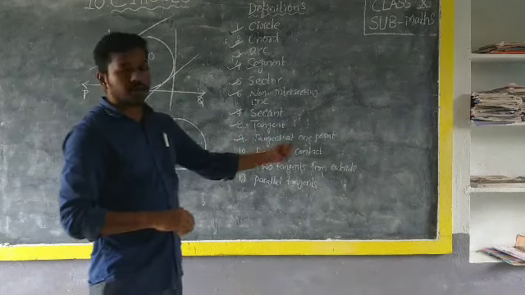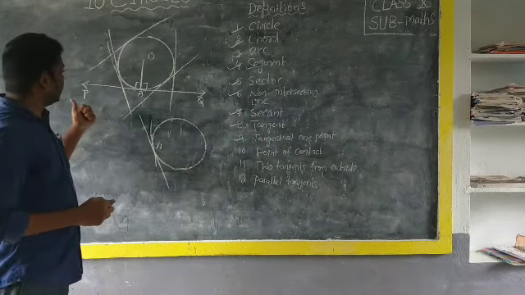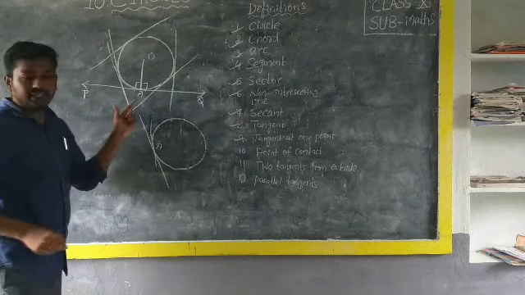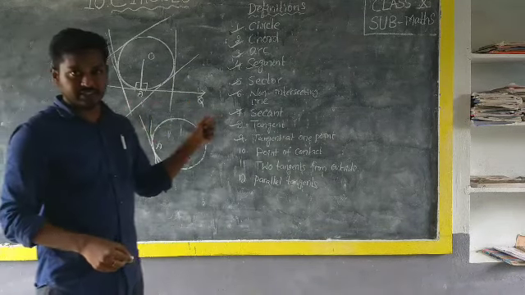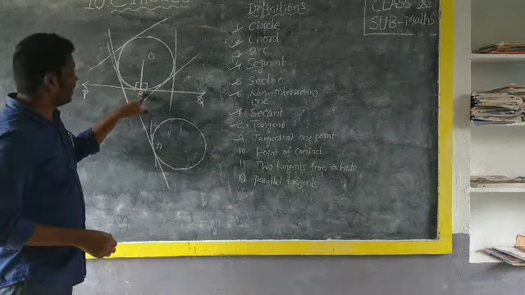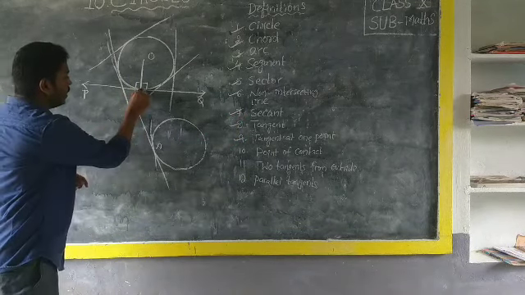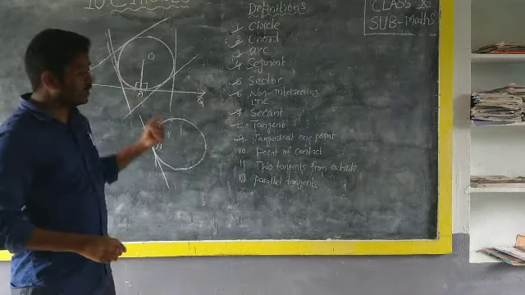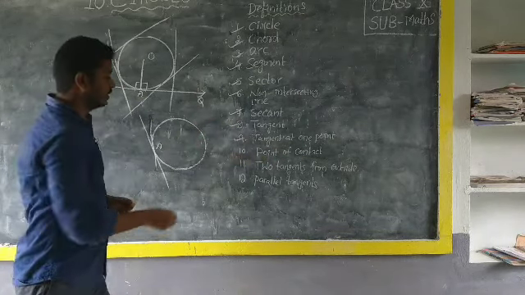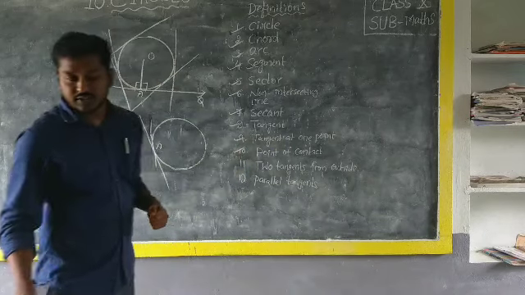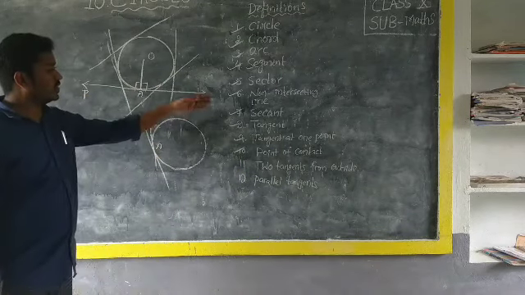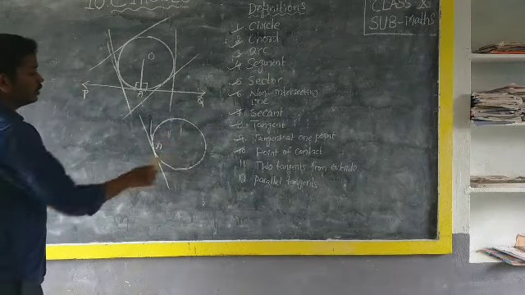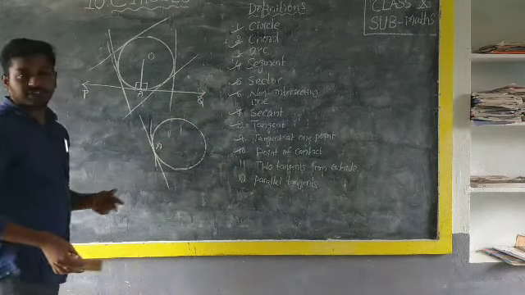Now, point of contact. If you observe here, the tangent PQ is in contact with the circle at point A. This point A is called the point of contact. Understand that this is a very important definition of secant, tangent and tangents. Now I am going to explain two tangents from outside.